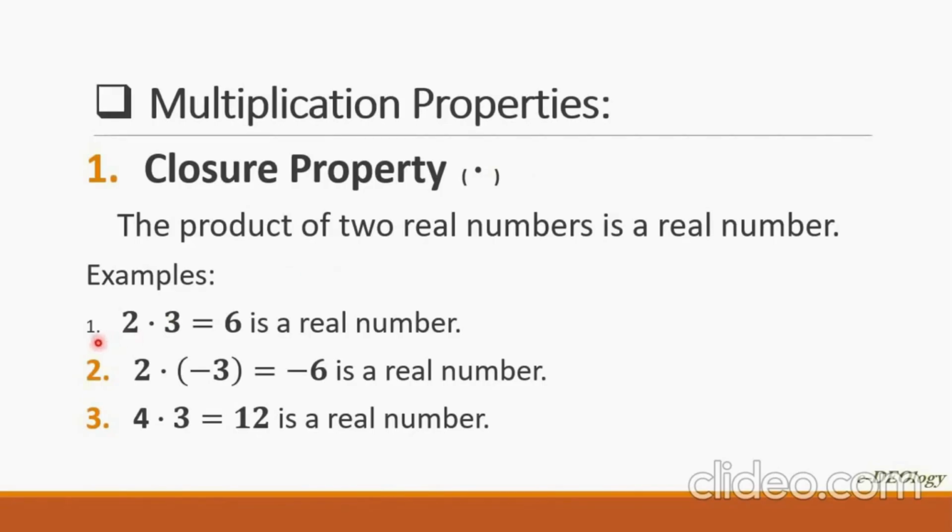Let's have this first example. 2 times 3 equals 6. And this number 6 is a real number. Another example, 2 times negative 3. The answer is negative 6. Again, this negative 6 is a real number. Third example, 4 times 3. These are real numbers that are being multiplied, and the answer is 12, and this 12 is a real number itself.